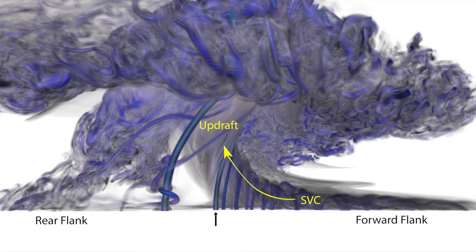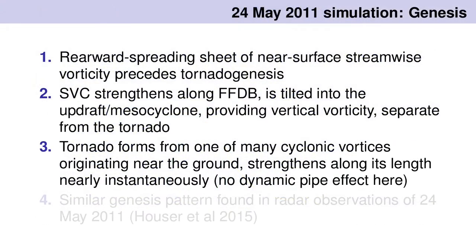So here's the forward flank. This is just a volume-rendered vorticity magnitude, okay? So you can imagine the air going this way. This is the SVC. You've got horizontal vorticity being tilted. It's going to become vertical. These are all these little mesocyclones, and this arrow points to what is going to become the tornado. This is going to become a long-track EF5. This guy is actually an anticyclonic tornado that is interesting. I haven't looked at it too much yet.